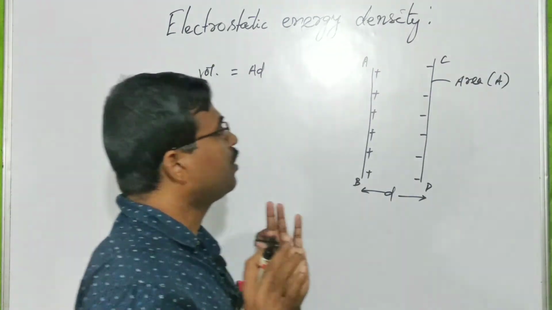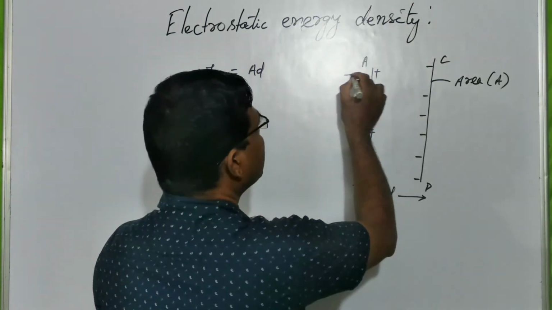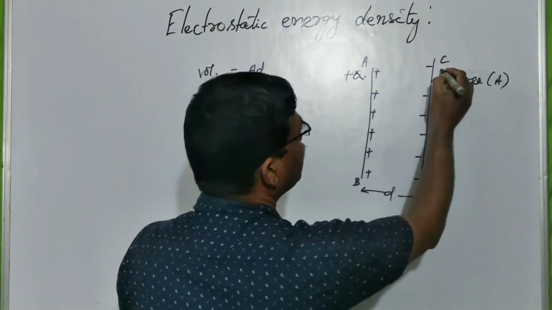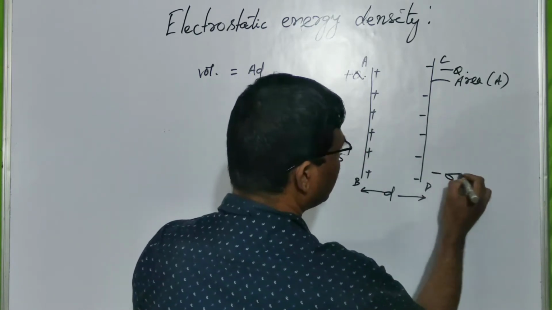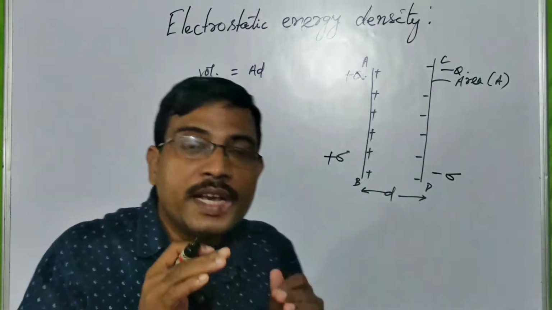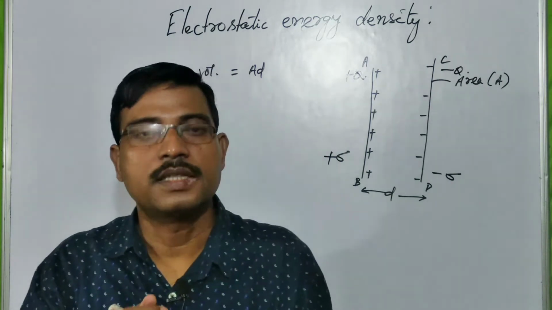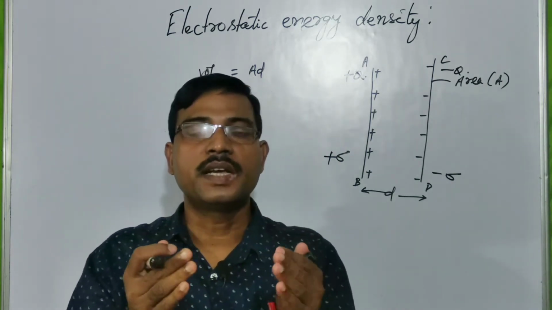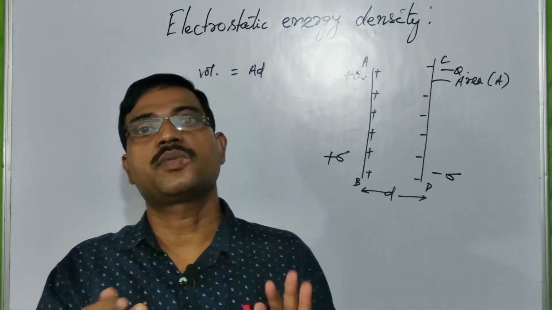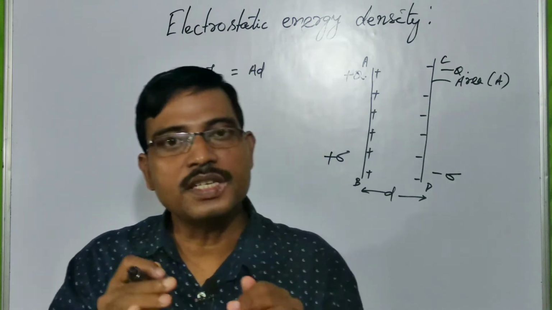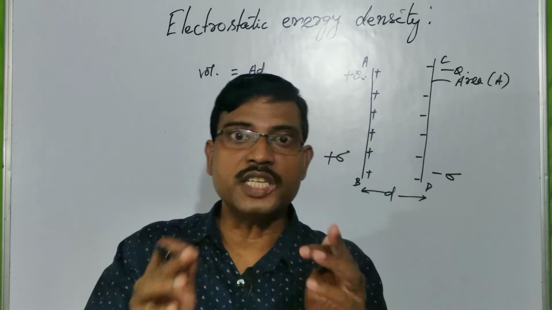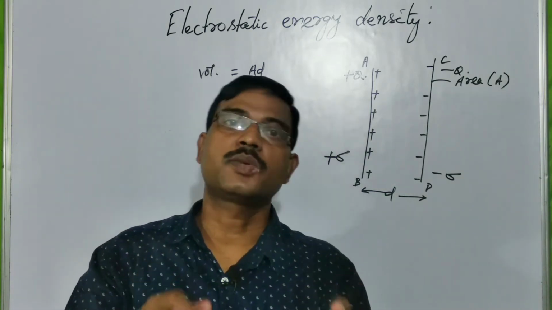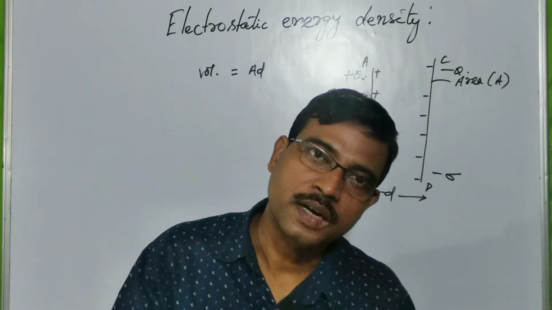Now try to understand. Suppose it is plus Q, minus Q. Also you know it is plus sigma, minus sigma. When a capacitor is charged, there is development of an electric field in between the two plates of the capacitor. So energy density in a capacitor means energy used in the electric field in the space in between the plates of a capacitor.